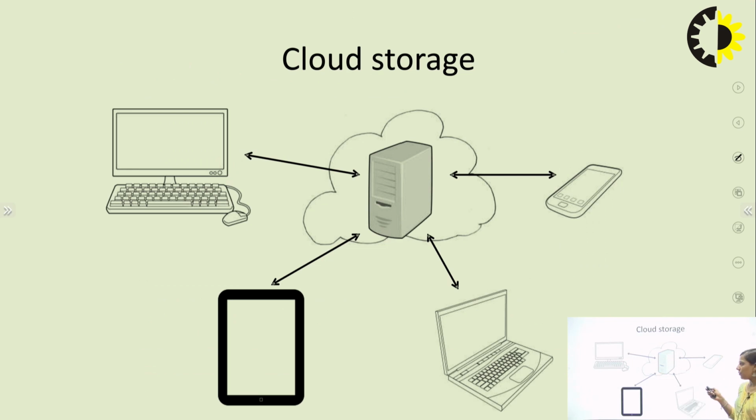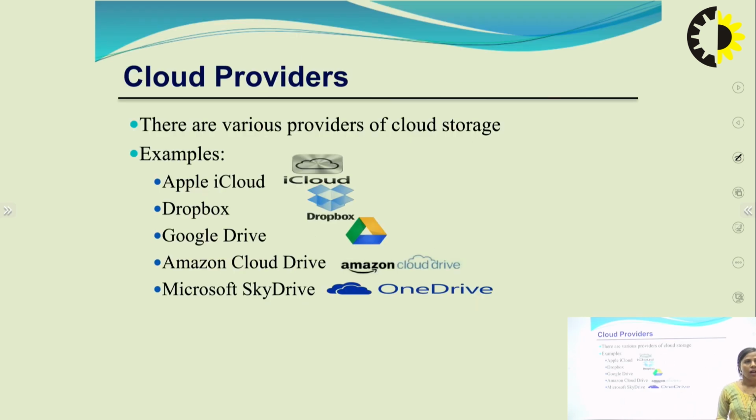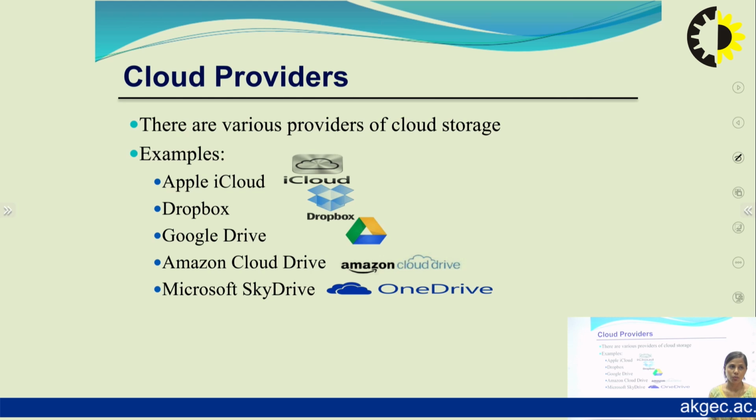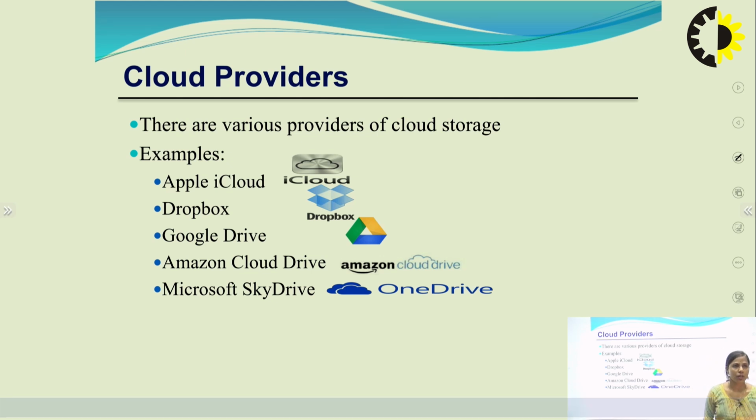These are the various utilities used in cloud storage where we can store things. There are various types of cloud service providers who provide cloud storage. Some examples: first is Apple iCloud, then we have Dropbox, Google Drive, Amazon Cloud Drive, and Microsoft SkyDrive, which provides OneDrive. These are the various examples of cloud storage providers.